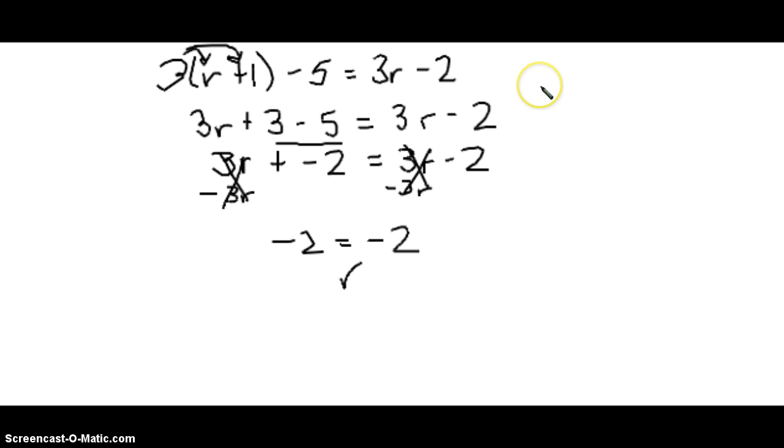So this is telling me that no matter what number I put in for r, this equation is an identity. So that means that anything is true. So this has an infinite number of solutions for r. And how we're going to write that is we'll just say there's an infinite number of solutions.